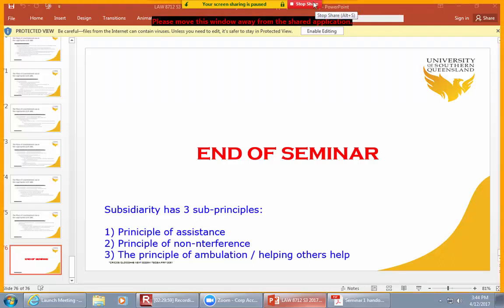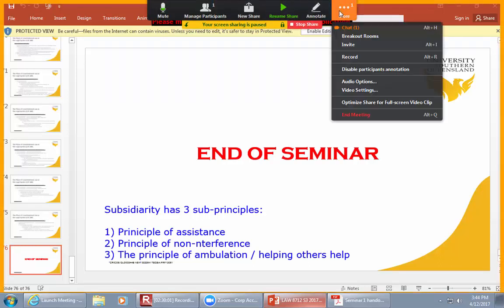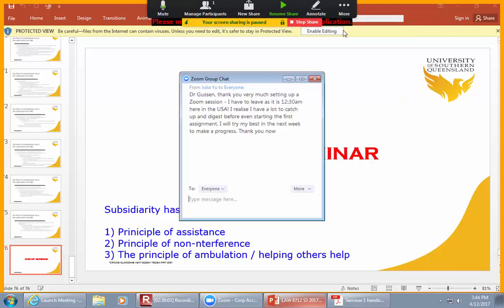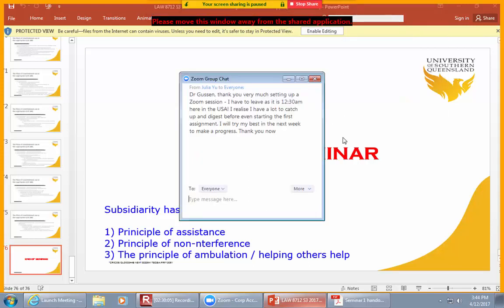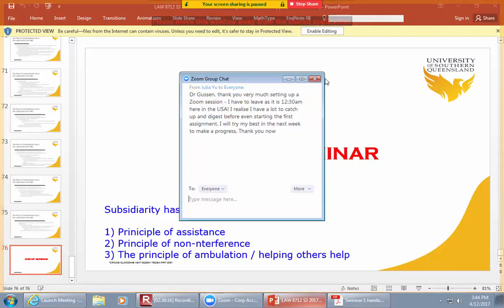So I'm going to now stop the sharing, and I think we have already... okay, so she said she has to go at 12:30 a.m. in the US, so she's in the US, so this is very difficult for her, of course. Yes, so we'll say something that's, yes, Julia. Noted, and thanks.